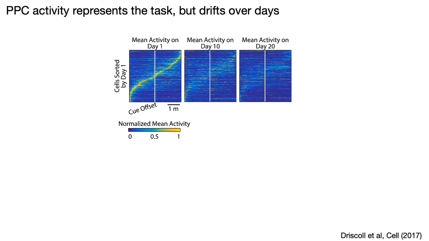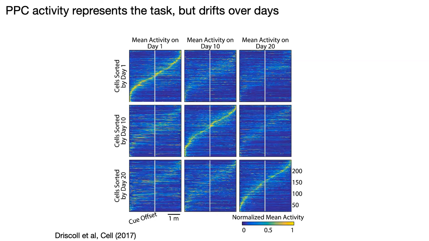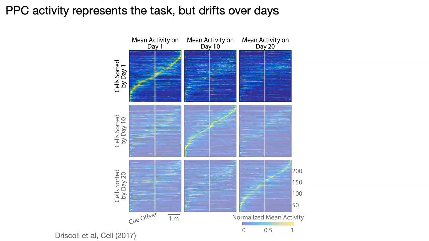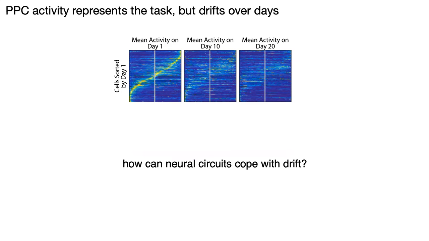Now, it's not just the case that the neurons have become less active, because on any given day, if she goes back in and reorders the cells, she's able to find this nice representation of the task again. So somehow, this association between neural activity and what the animal is doing is evolving in time, gradually, over a period of several days. So, we don't know why this is. The one thing that I'd like to ask you to think about is how neural circuits might cope with this.